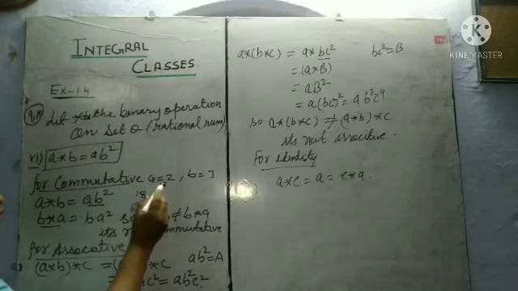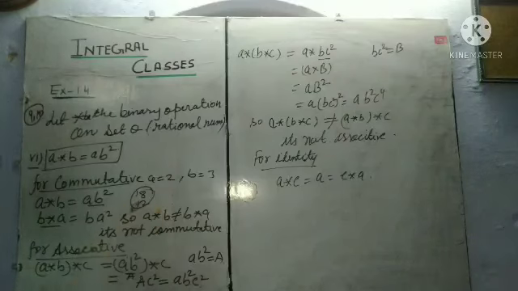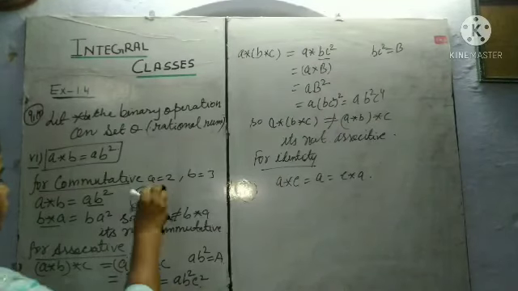Now B star A is B A squared, 2 squared is 4, 4 times 3 is 12. So these are not equal. So student, it does not follow commutativity.